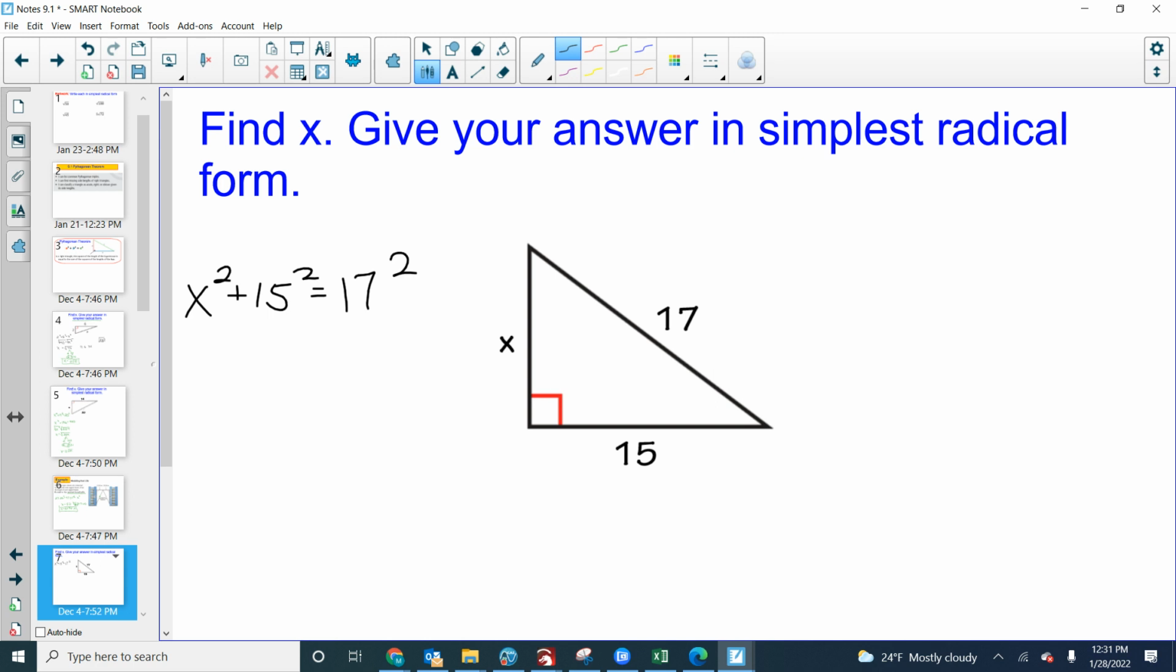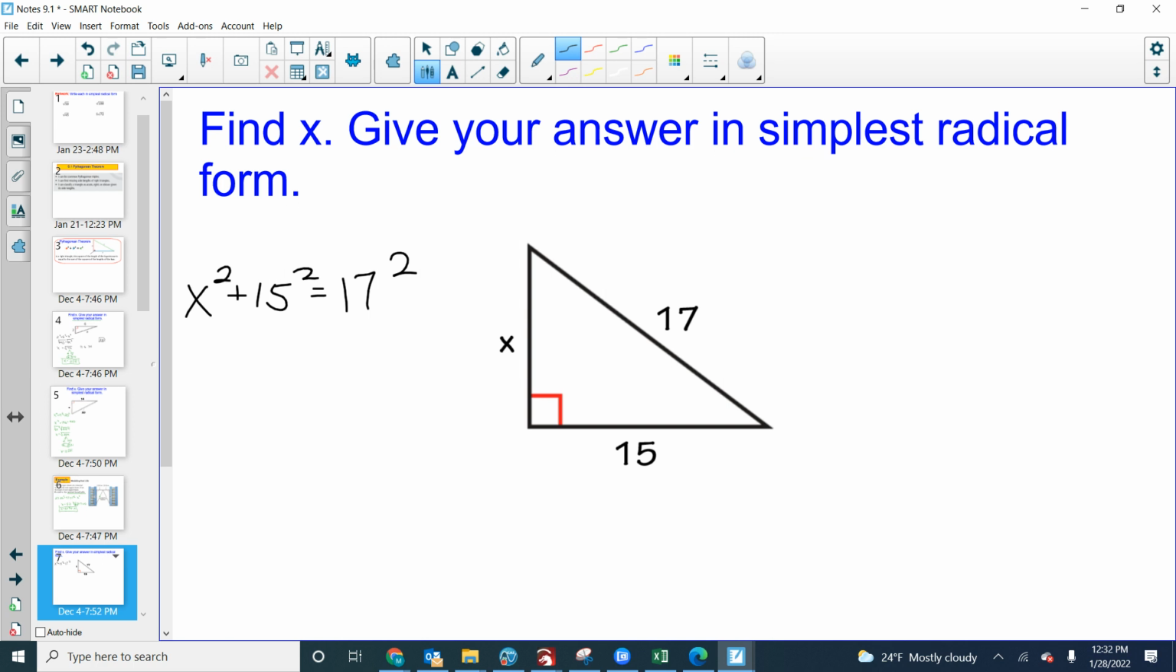Basically, what are we solving? We're solving for a missing side in the right triangle. So here it was the hypotenuse, here it was a leg, here is the hypotenuse, here it's a leg. Whatever the hypotenuse is, it has to go on that side of the equal sign. Okay? All right, did everyone get this set up?